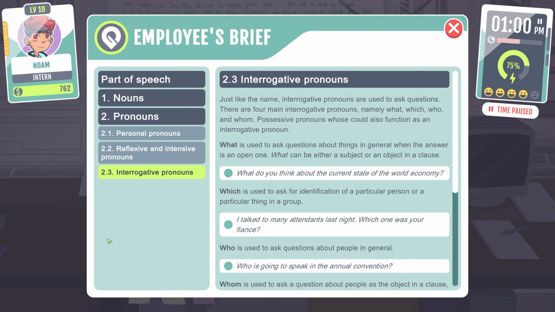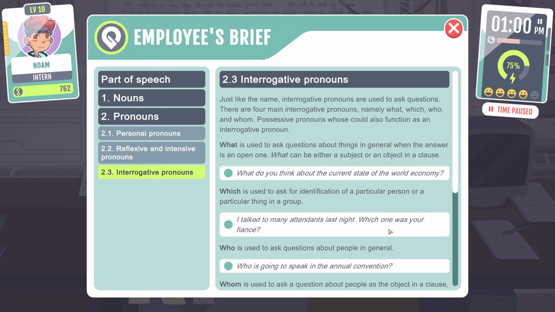Possessive pronouns: whose could also function as an interrogative pronoun. What is used to ask questions about things in general when the answer is an open one. What can be either a subject or an object in a clause. What do you think about the current state of the world economy? Which is used to ask for identification of a particular person or particular thing in a group.